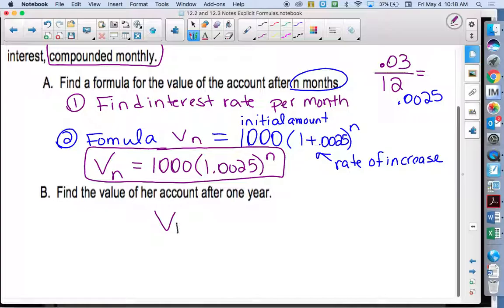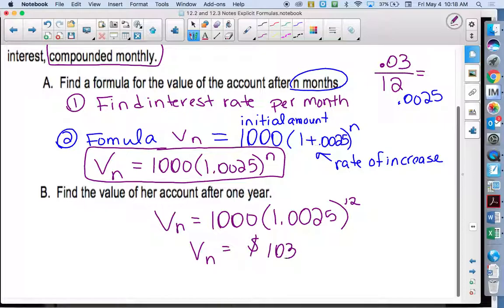So if we want to find the value in the account after 1 year, we have $1,000 that we started with. Our rate of increase is 1.0025. What number are we plugging in for n? 12. Yeah, there's 12 months in a year. So you plug in 12. So what is the value after 12 months? Sarah? $1,030.42. $1,030.32.